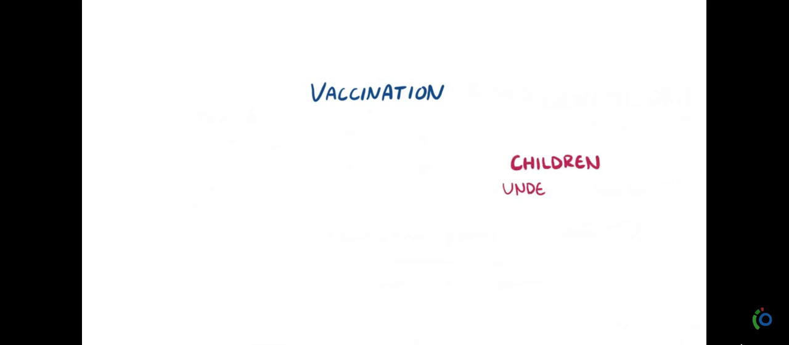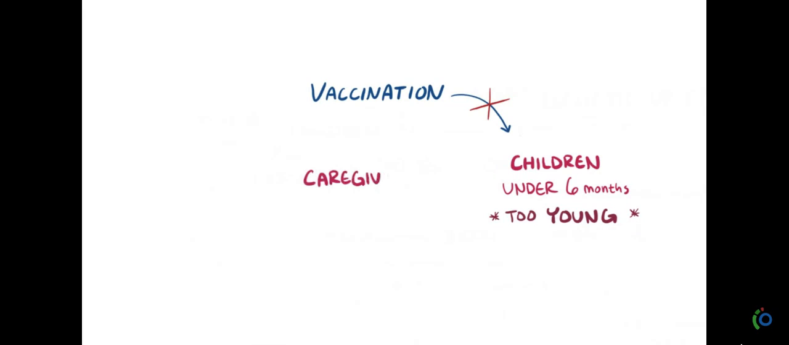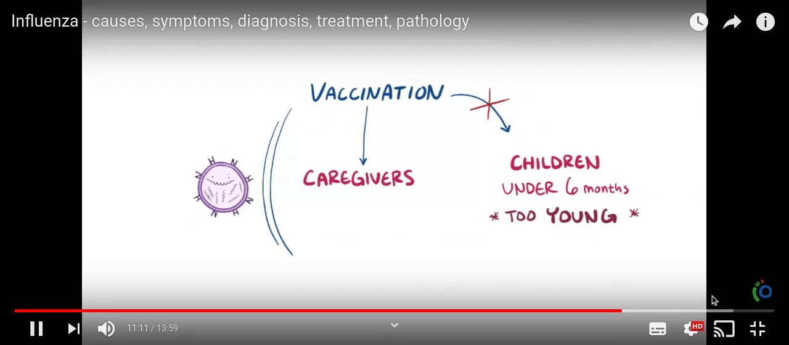Lastly, children under 6 months old are in the pediatric group at the highest risk of serious influenza complications, but they're too young to get the flu vaccine. That said, the best way to protect these young infants is to make sure their caregivers are vaccinated, which creates a natural barrier to infection.